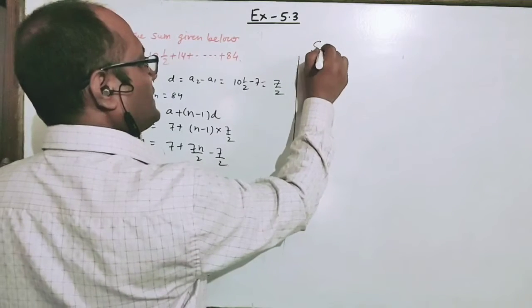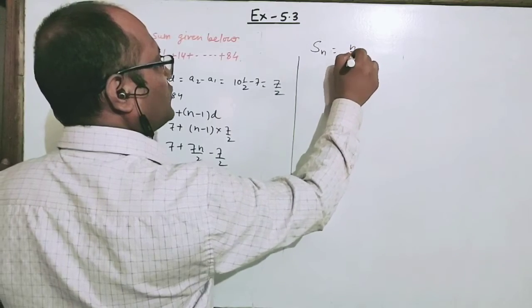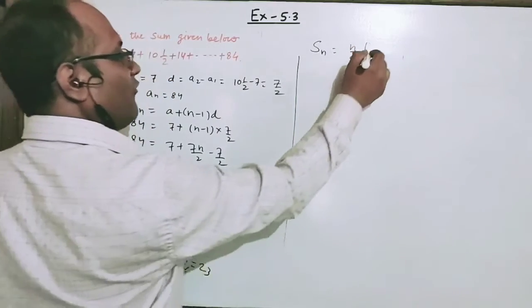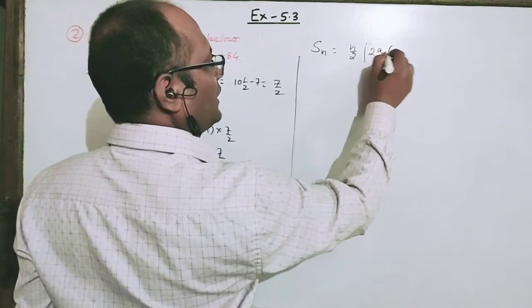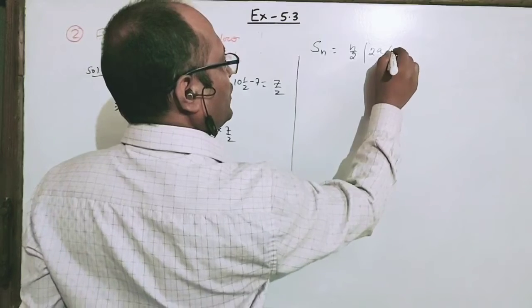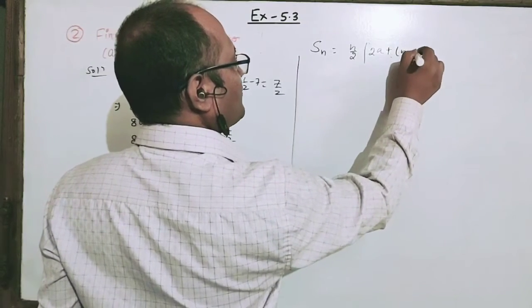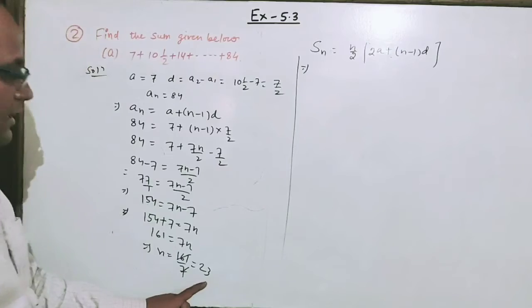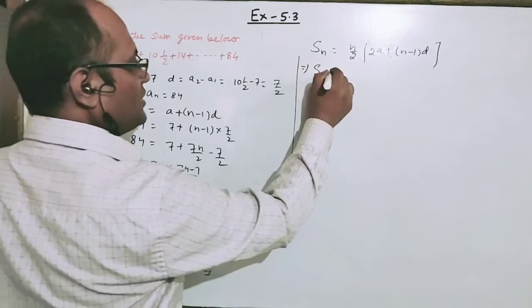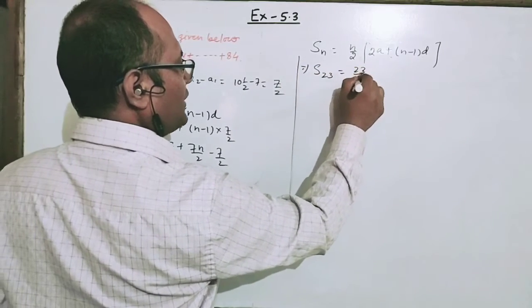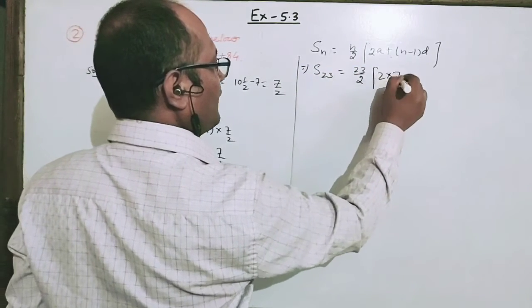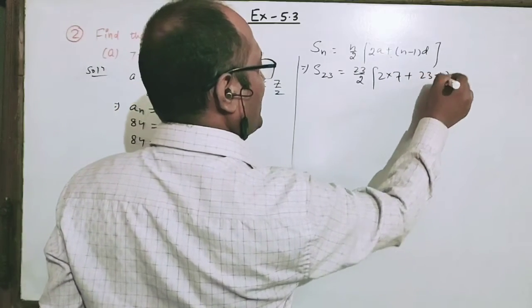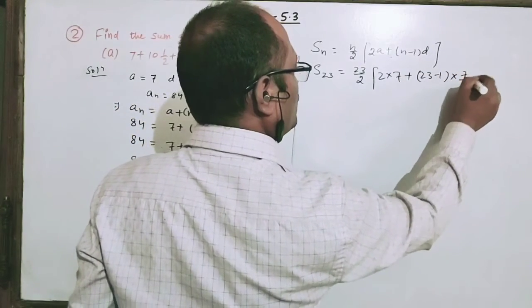Now find the sum using the same formula for the sum of n terms that we have already derived: Sn equals n by 2 into 2a plus n minus 1 into b. What is the value of n? n is 23. We will write Sn equals 23 by 2 into 2 into 7 plus 23 minus 1 into 7 by 2.